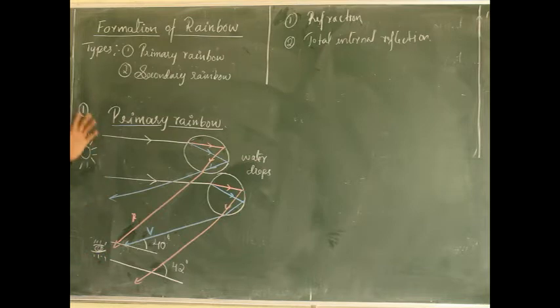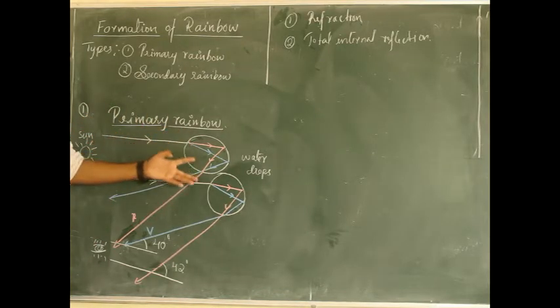So I repeat once again, primary rainbow. Before that, we are discussing the formation of a rainbow. It is an impure spectrum, or spectra, we can say. There are 2 types of rainbow. The first one is the primary rainbow, the second one is the secondary rainbow. So how to understand the primary rainbow? Yes. Parallel rays of light are coming and we have considered 2 drops.